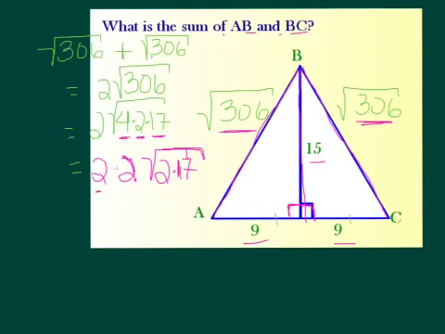Okay, so we're going to multiply these two numbers together. Equals 4, just 2 times 2, times, and I'm going to multiply these prime numbers together. 2 times 17 is 34. Okay, so that is the sum of the length of AB and BC. 4 times the square root of 34.